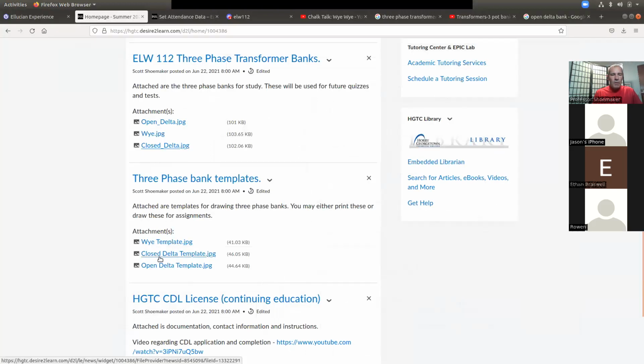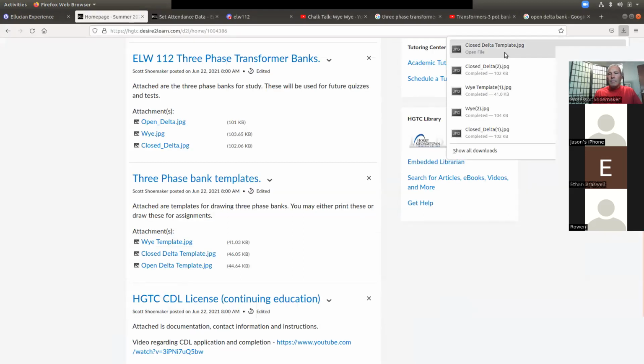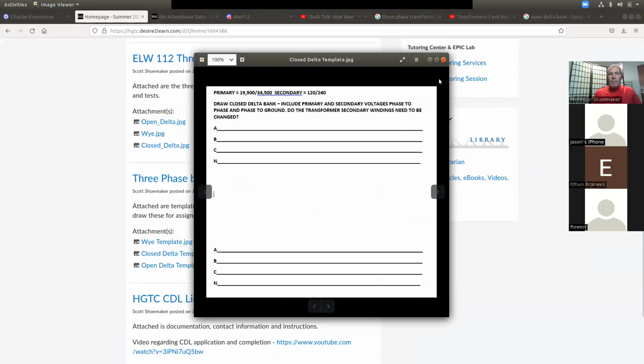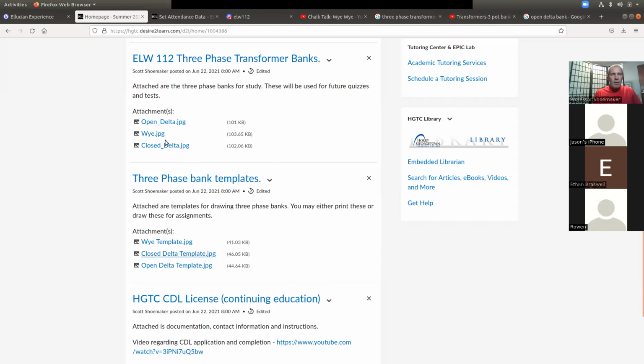Now let's go to closed, and we'll use actual numbers here. My secondary is 120, 240. Depending on where you draw your power leg into is where your high leg is going to go. So if they were drawing it down to A, A to neutral would be 120 times 1.732. So that was pretty much a gimme. That was closed delta.